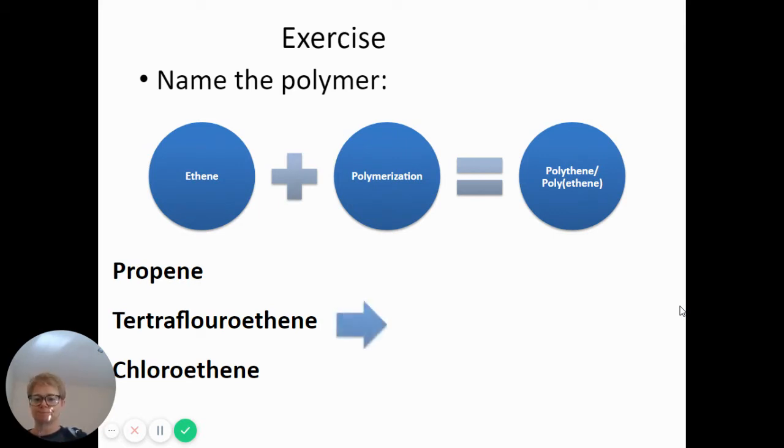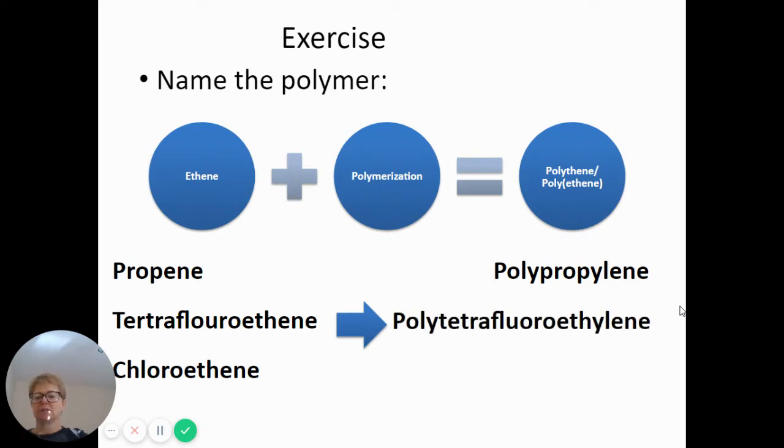Propene makes polypropene or polypropylene. Tetrafluoroethane actually makes polytetrafluoroethylene. And chloroethene makes polychloroethene. So you can see there is a pattern, although sometimes the very end of the name changes. You would only ever be asked to interpret ones that follow a really straightforward pattern.